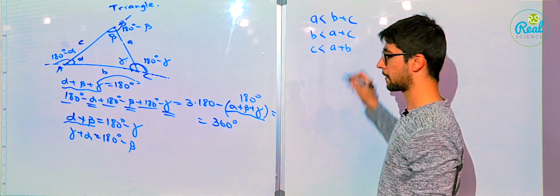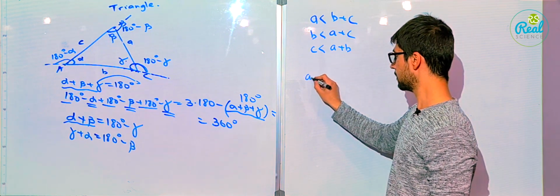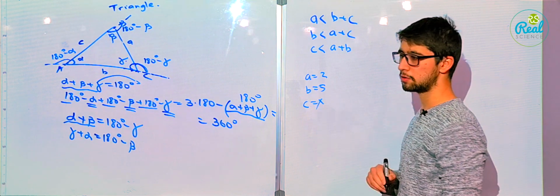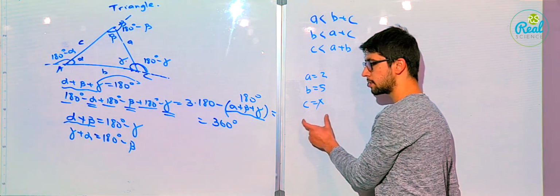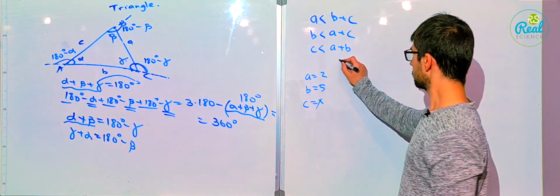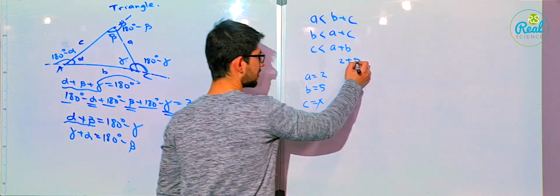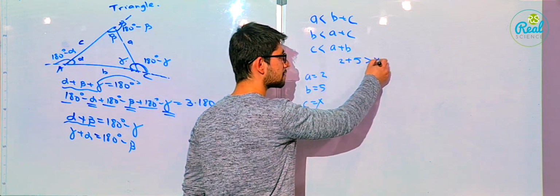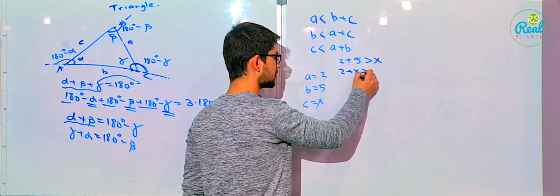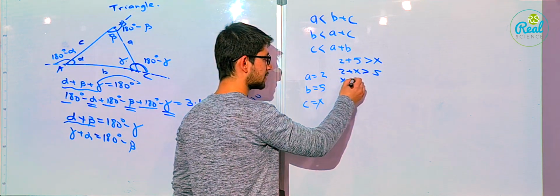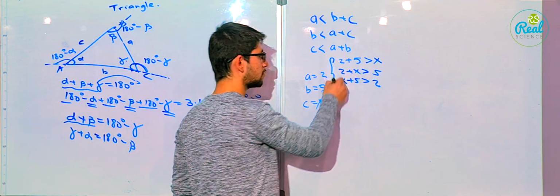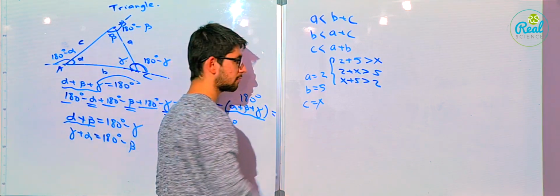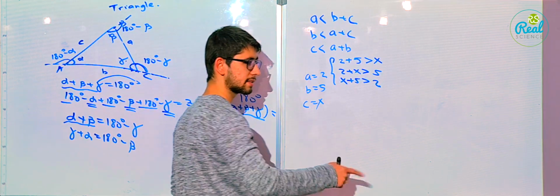So let's say you have side A being 2, side B being 5, and you have to find side C. We don't know it. At least you have to find an interval for side C. You will write as follows: 2 plus 5 should be greater than C. The sum of two sides should be greater than the third side. 2 plus x should be greater than 5, or x plus 5 should be greater than 2. So you have to solve these three linear inequalities and find your interval for the third side.